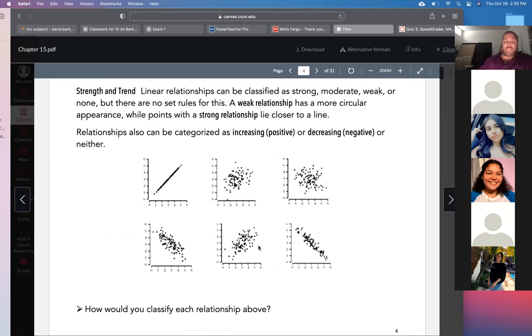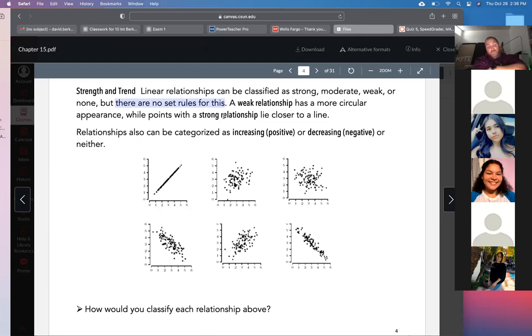Strength and trends. Okay, so linear relationships can be classified as strong, moderate, weak, or even none. There are no set rules for this. I've looked around on the internet, and different math books and websites give different cutoffs for where the transition is from strong to moderate, or from moderate to weak, or from weak to none. There's no hard and fast rule anywhere. It's not like in the Bible when God said, let strong relationships have this property, right? These are things that we've devised, and therefore the definitions for the cutoffs are our own.